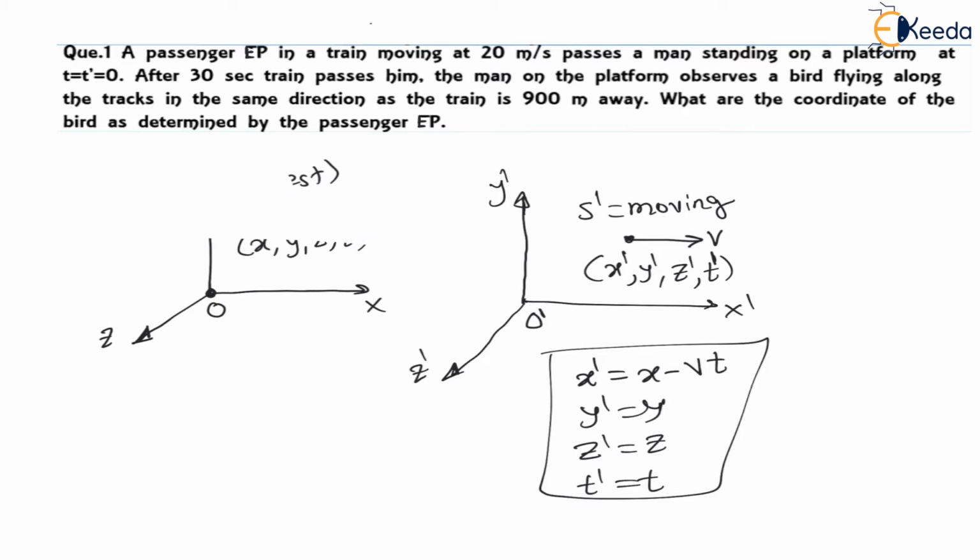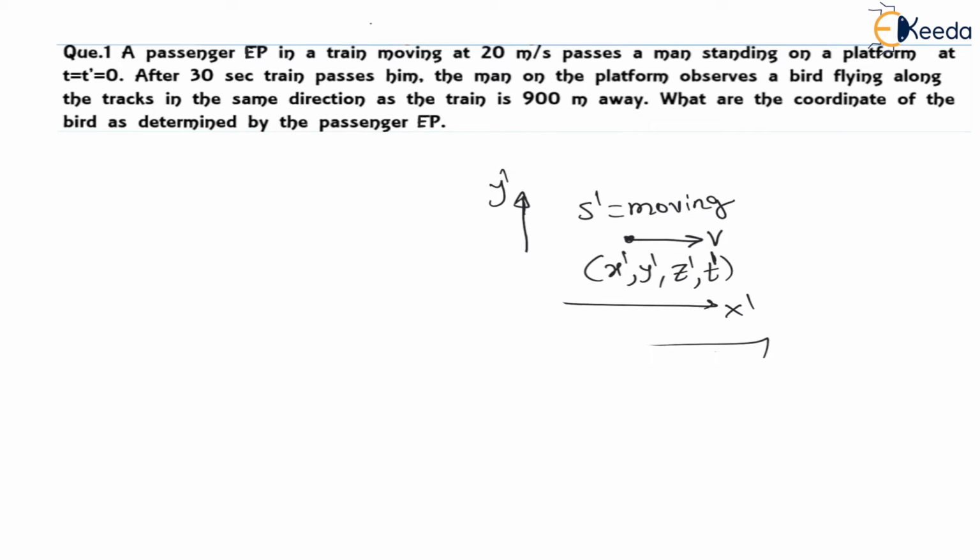So let us understand one by one. Here the first question is written on your screen. Let us try to solve this question. Question 1: a passenger EP. EP is Ekeeda physics. You are learning physics in the Ekeeda application. Therefore, it is Ekeeda physics.